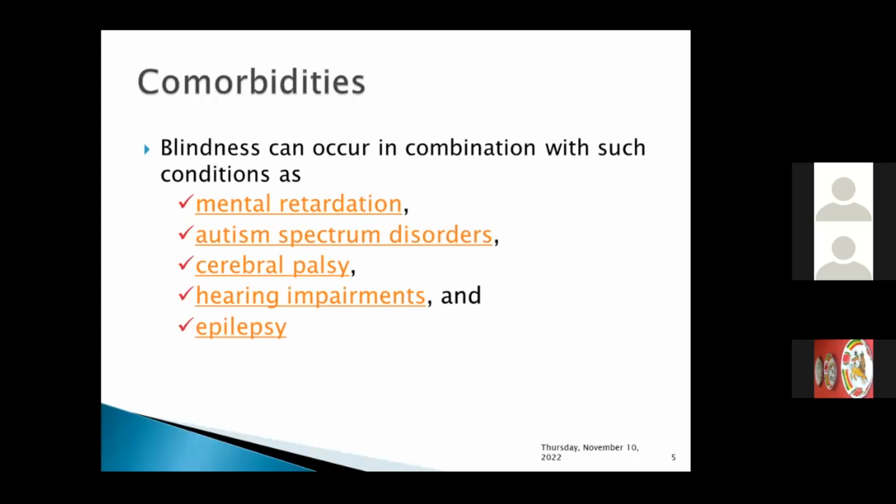So other than the orbital part of the optic nerve, as you have heard, everything is in the brain. So anything that causes mental retardation, autism, cerebral palsy, hearing impairment, epilepsy can have associated blindness.